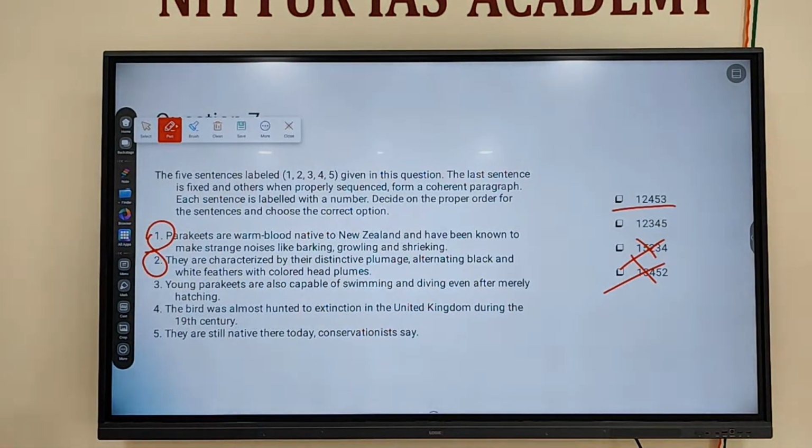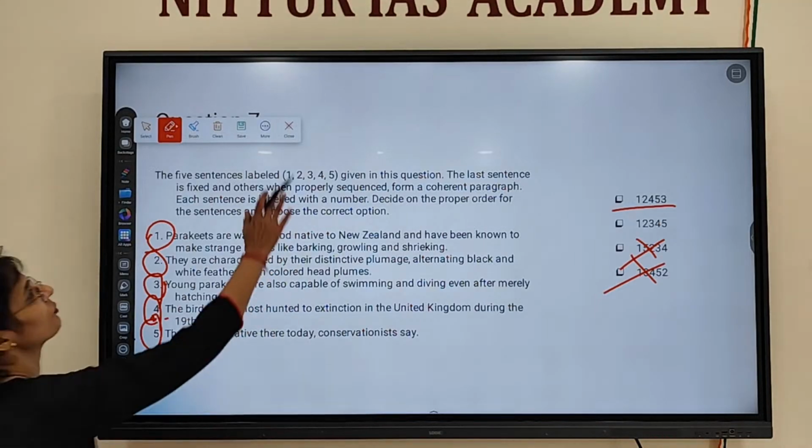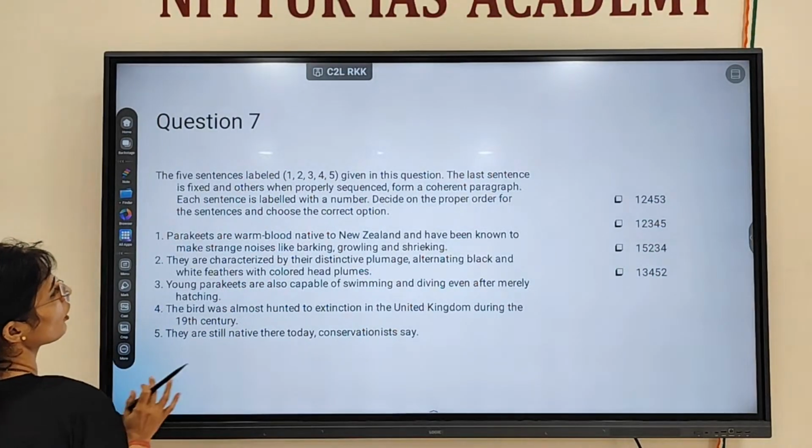Then how can I jump to saying it was almost hunted to extinction, and then I'm saying young parakeets? The B, 1, 2, 3, 4, 5. Yeah. Agree? Yeah. Moving on.